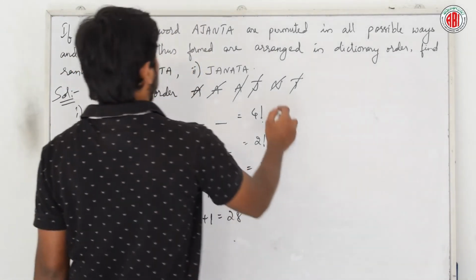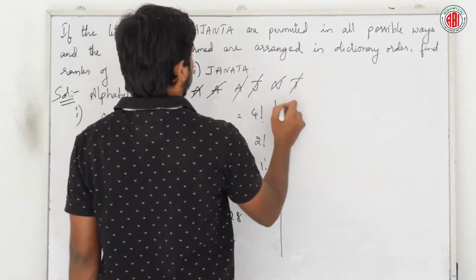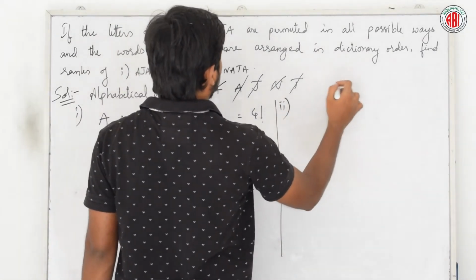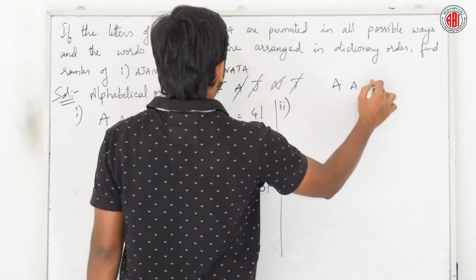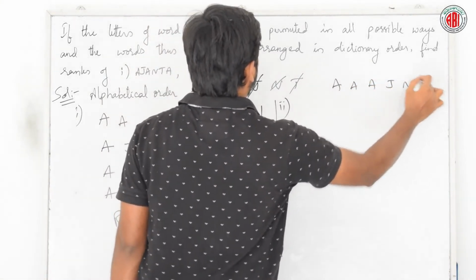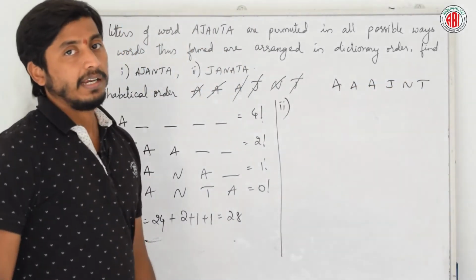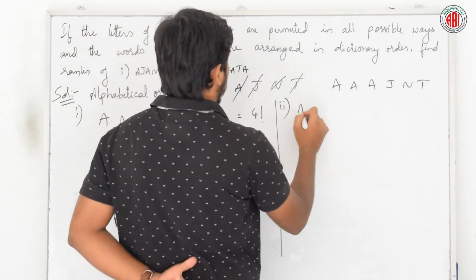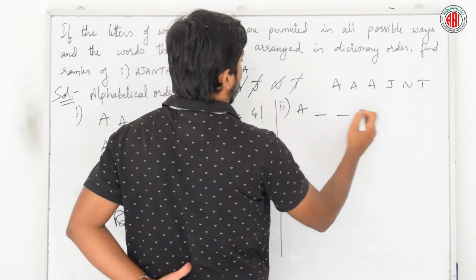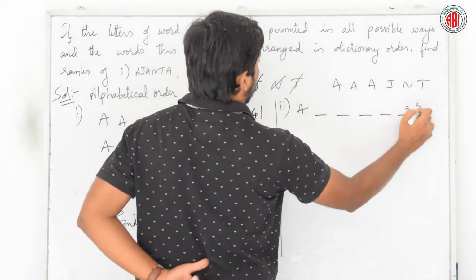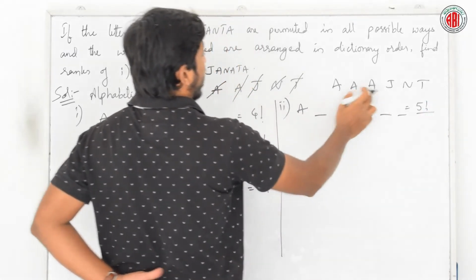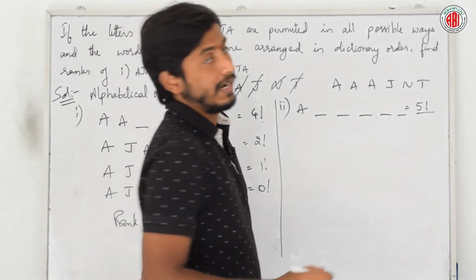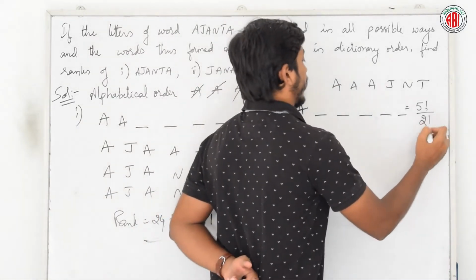Similarly, let us do it for Janata. Let me write the alphabetical order again: A, J, N, T. Now start. Will it start with A? Obviously no. So 1, 2, 3, 4, 5. 5 factorial divided by, since 2 A's are repeating inside, I'll write it as 2 factorial.